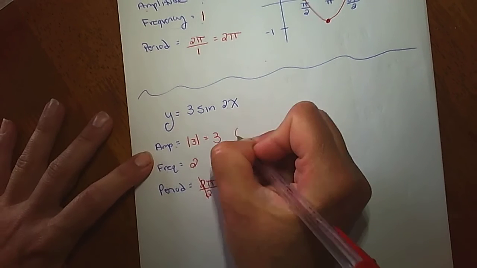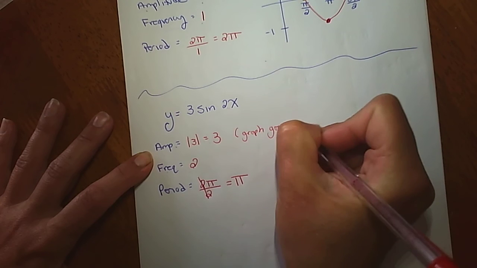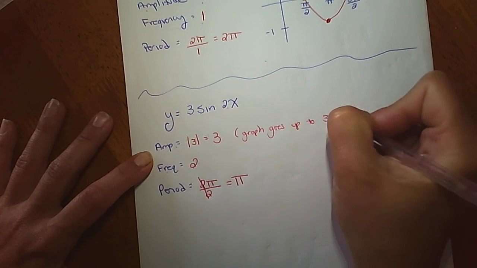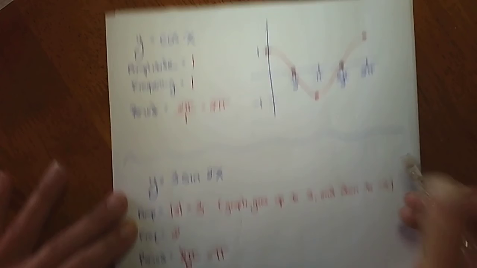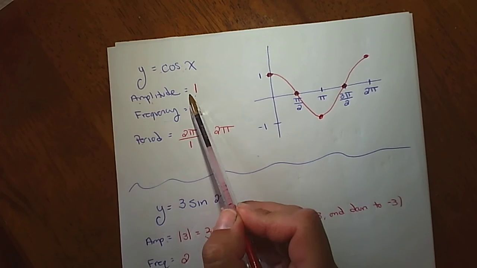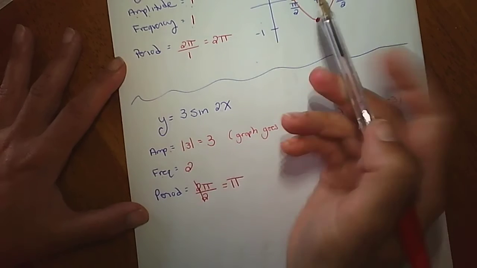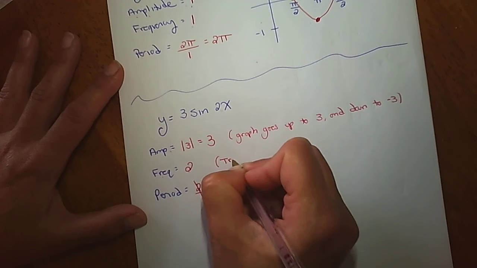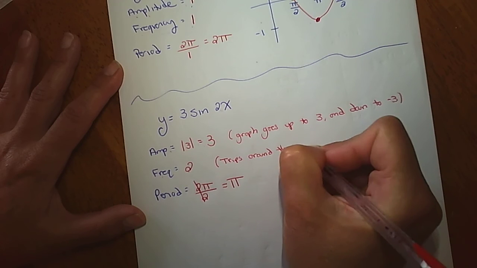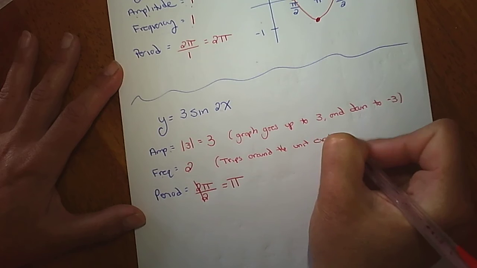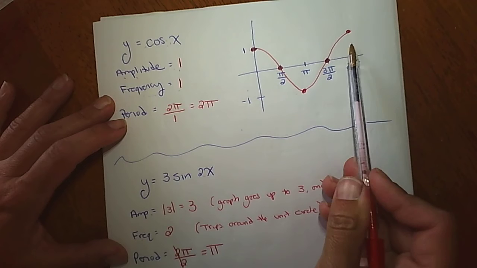The amplitude means the graph goes up to 3 and down to negative 3. So you see here how the amplitude was 1 and the graph went up to 1 and it went down to negative 1, right? The frequency is trips around the unit circle. Okay? So notice here the frequency is 1 and we did 1 trip around the unit circle.